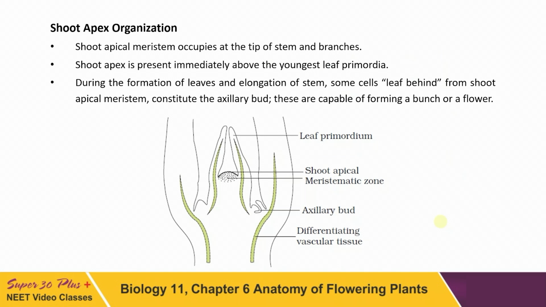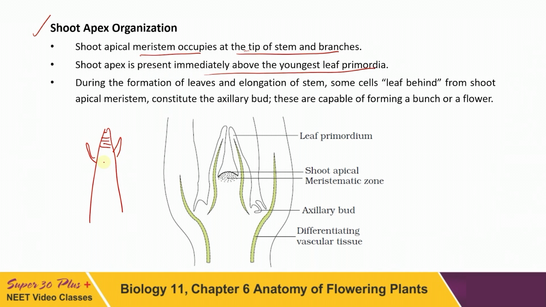We have to see now the shoot apex organization. Shoot apex, what we mean by that, I told you right now. This is the shoot apex, how the shoot apex is being organized. Shoot apical meristem is at the tip of the stem and at the branches also. Shoot apex is present immediately above the young leaf primordia, that is present here. Formation of the leaves, elongation of the stem.